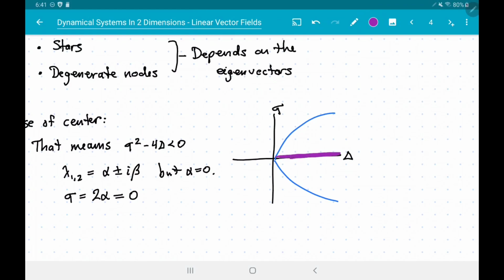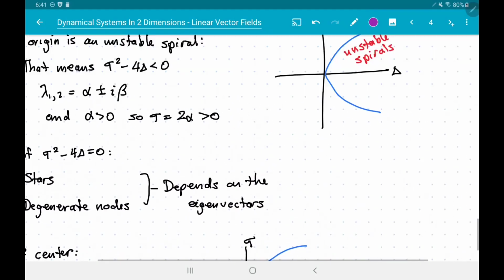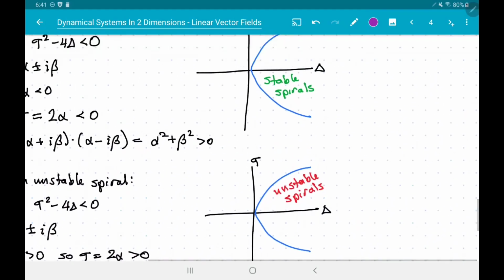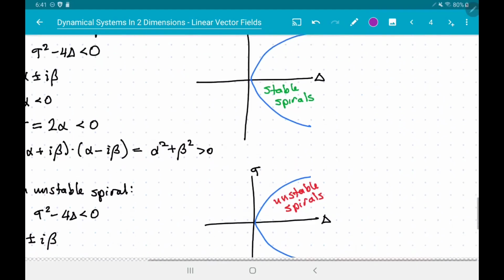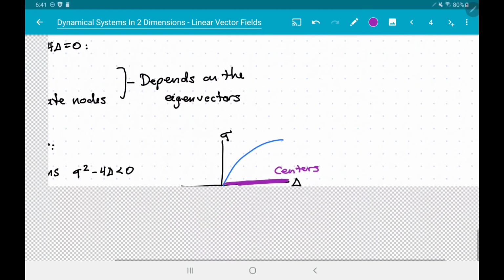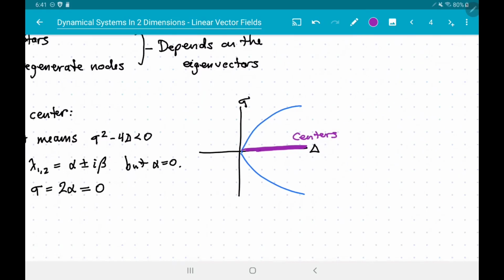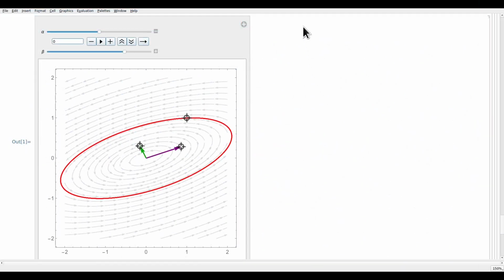So centers occur only on that line. And that should make some sense because that's the line that separates stable spirals from unstable spirals. And I can show you in the numerics. Let me go back to my numerical methods here. This is with alpha equals 0. The real part of the eigenvalues is 0.